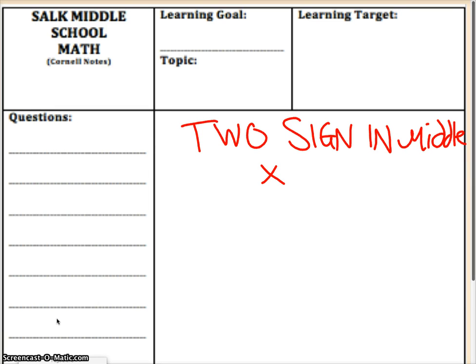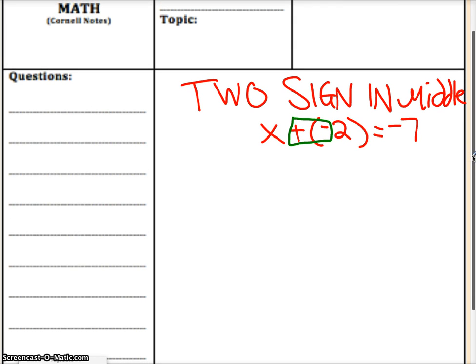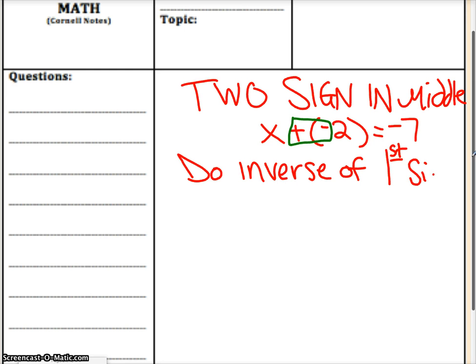If you have x plus a negative 2 equals negative 7. Notice you have 2 signs in the middle. You have plus and you have a negative. That's what I mean by that. 2 signs in the middle. What I want you to do, the to-do with this, is to do the inverse of the first sign. That's how you handle this.